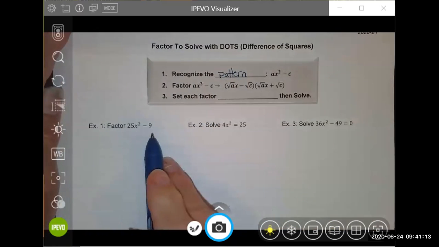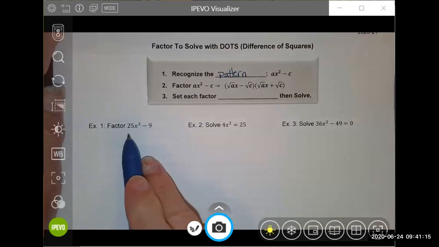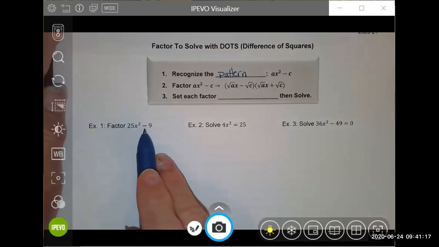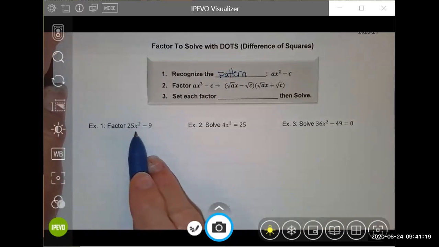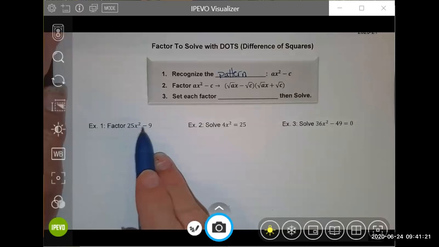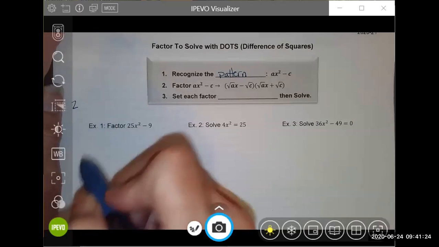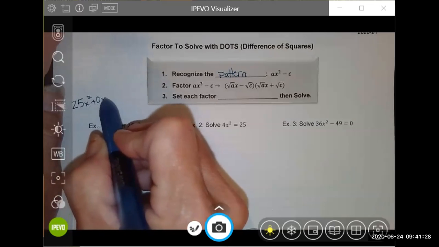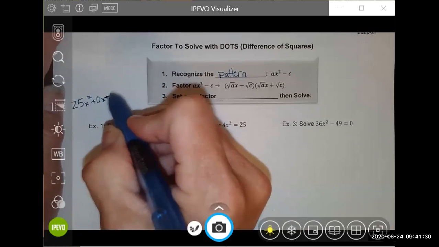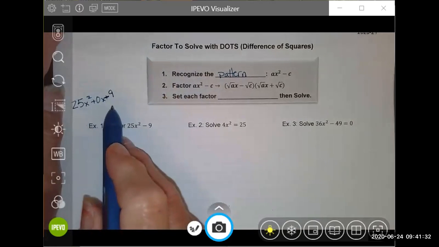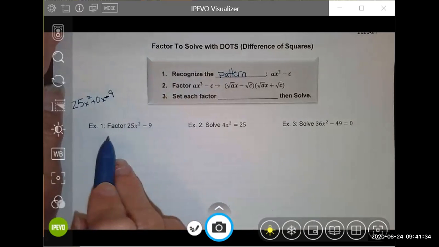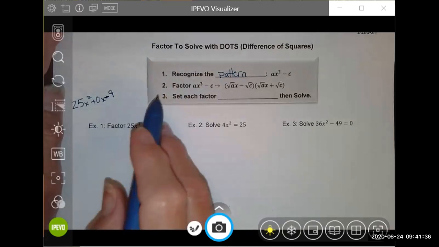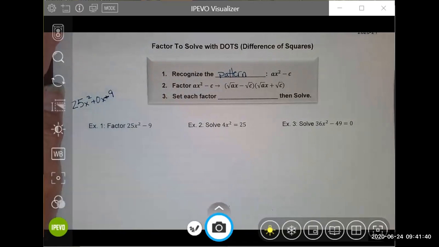And you can also use just a general grouping technique, remembering that because there is no bx term, that just means that it's a 0. So you could also think of this example as 25x squared plus 0x minus 9. You can use your traditional grouping to factor this as well, but sometimes it's a little bit faster if you can recognize what some of the patterns are.